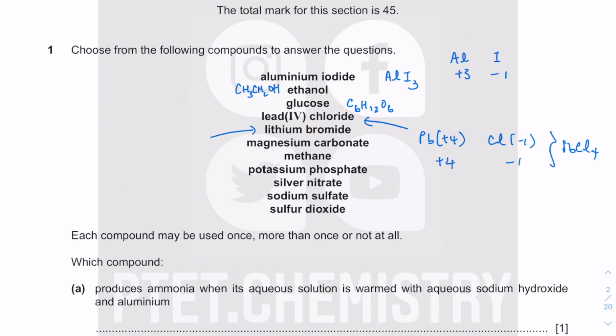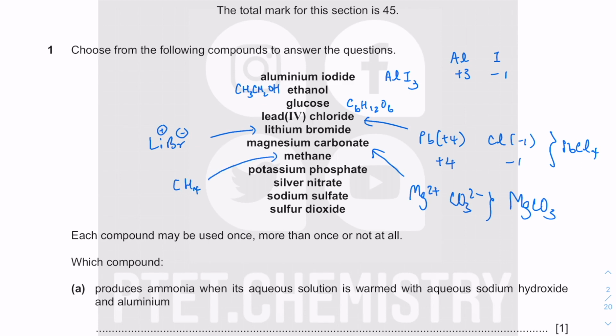Lithium bromide, so it's an ionic compound, Li+, Br-. Magnesium carbonate, Mg2+, CO3 2-, so you get MgCO3. Methane is CH4. Potassium phosphate, this is an interesting one, K+ and PO4 3-, so you're going to get K3PO4 because you need 3 of the +1 to balance out the 3- charge of one phosphate ion.